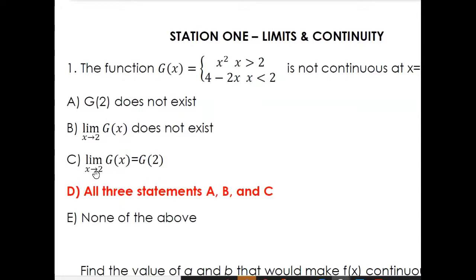And then it says the limit as x approaches 2 of g of x equals g of 2. Well, if the limit does not exist, it can't equal the function value. So A, B, and C represent the three parts to the continuity definition, and g of x fails all three parts of the continuity definition. Therefore, answer D is correct, that all three statements are true for A, B, and C, and g of x fails the definition of continuity.